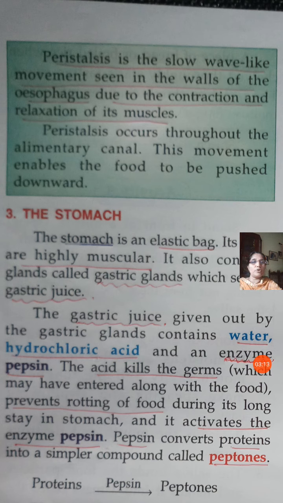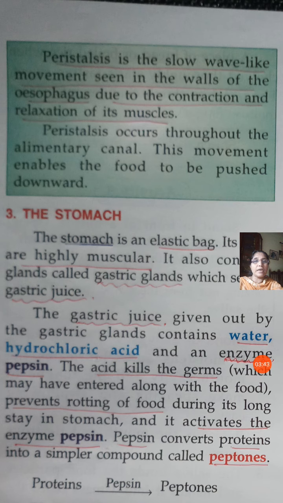Peristalsis is an involuntary movement. That movement is not done according to our will. We cannot control it. It is the movement without our will. After swallowing, we cannot control the food. The food pipe carries the food to the stomach unknowingly, without our will. Peristalsis is the movement without our will.